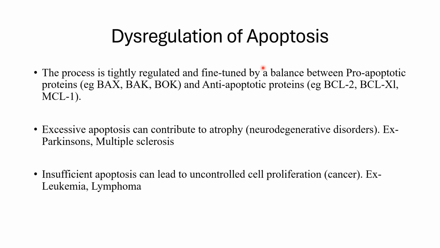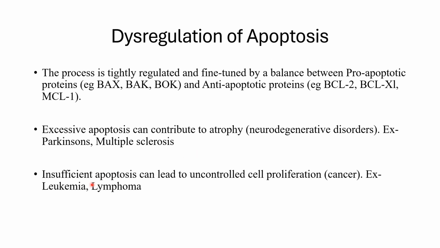Next is dysregulation of apoptosis. What happens when apoptosis doesn't occur in a controlled way? For example, if there is too much apoptosis or if there is very little apoptosis, what happens? So let's see. In case of excessive apoptosis, it leads to atrophy. Particularly, it results in neurodegenerative disorders, for example Parkinson's, Alzheimer's, Huntington's disease, multiple sclerosis.